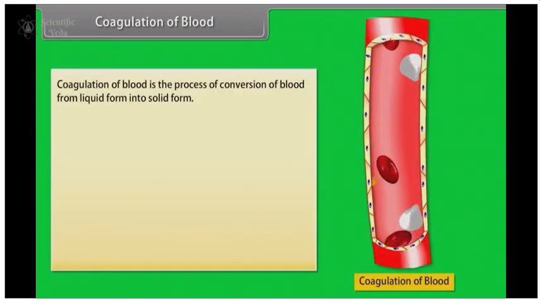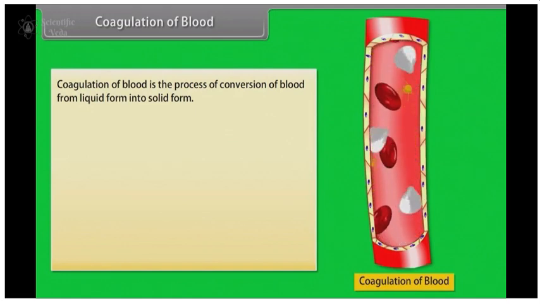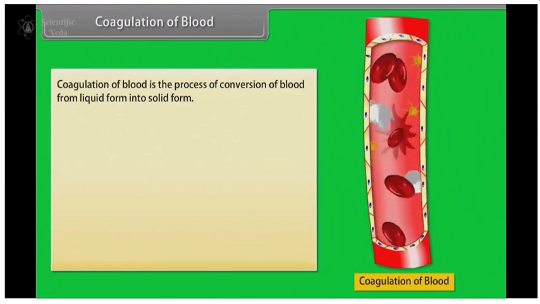Coagulation of blood. Coagulation of blood is the process of conversion of blood from liquid form into solid form.